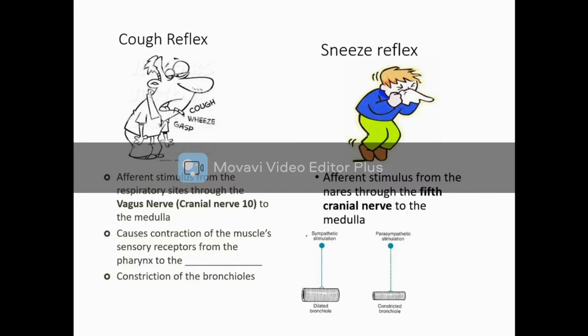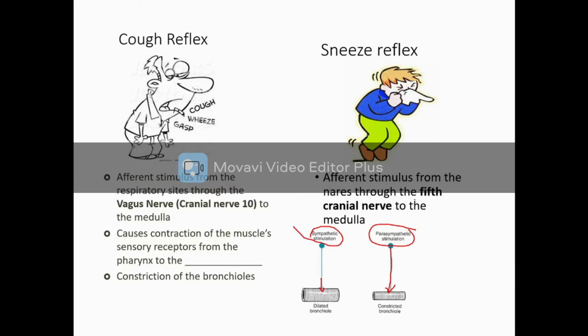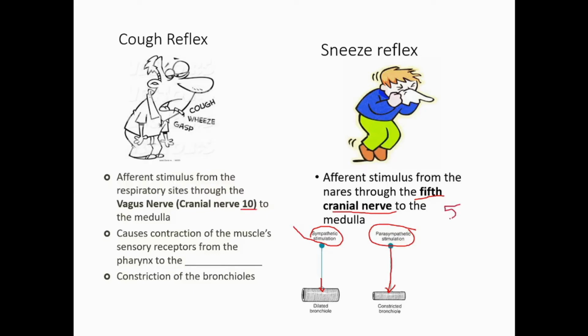This is what happens when we have sympathetic stimulation. We have a dilated bronchiole. When we have parasympathetic stimulation, we have a constricted bronchiole. With the sneeze reflex, we have sensory stimulus from the nares, from inside your nose, through the fifth cranial nerve to the medulla. So if the cough reflex is cranial nerve 10, sneeze reflex is cranial nerve 5.